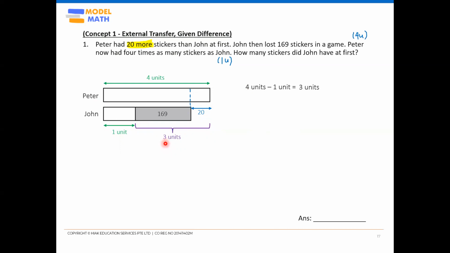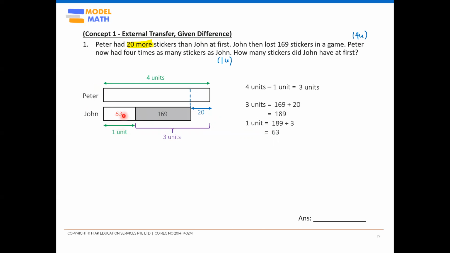Can we work out the value of 3 units? Definitely. Looking at the values here, I have 169 here and I have a 20 here. 169 stickers and 20 are just parts of the 3 units. So to find 3 units, simply 169 plus 20, and there will be 189. Next step, always work out the value of 1 unit first. So simply 189 divided by 3. Once you have 1 unit is 63, write it back down onto the model. 1 unit is John's in the end, so this is a value of 63.